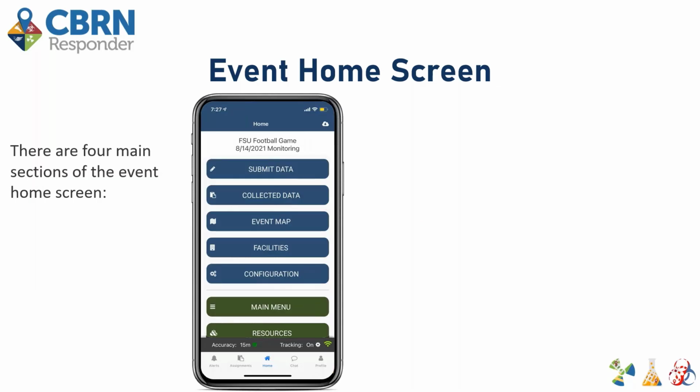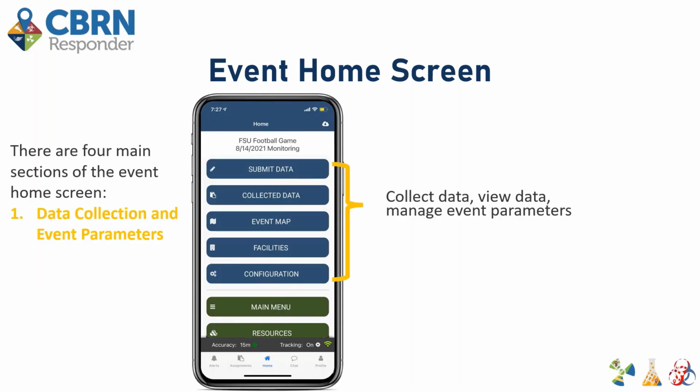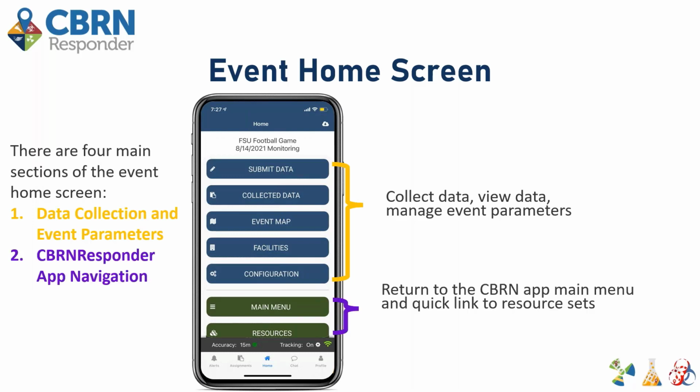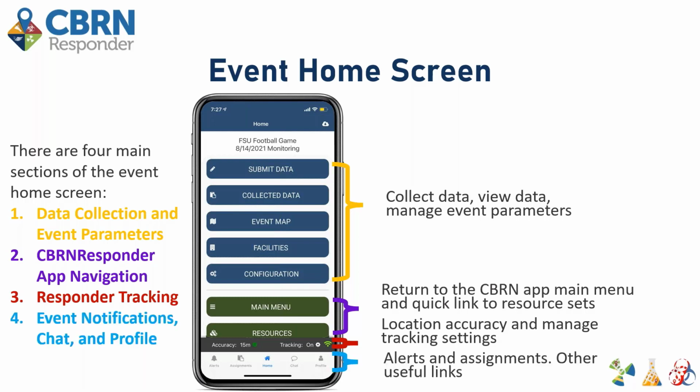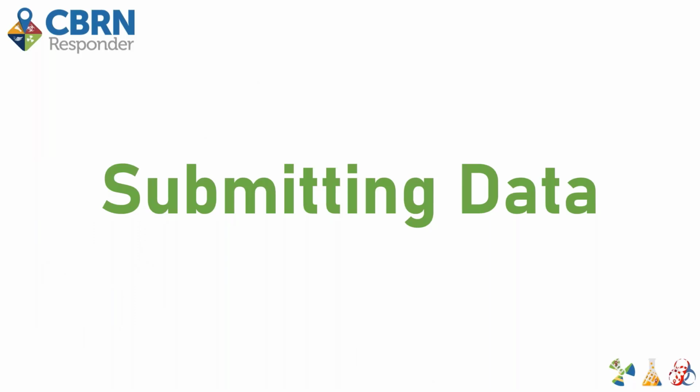Once you're on your event home screen, there are 4 main sections. We have the collect data, view data, and managing event parameters here on the blue buttons. Then you have 2 green buttons. These are going to be quick links to return to the CBRN app main menu and then your various resources. You then have your location accuracy and managing the settings. And at the bottom, you have your alerts and assignments and other quick useful links to the chat and your profile page. Now we'll talk about the basics of submitting a data point.